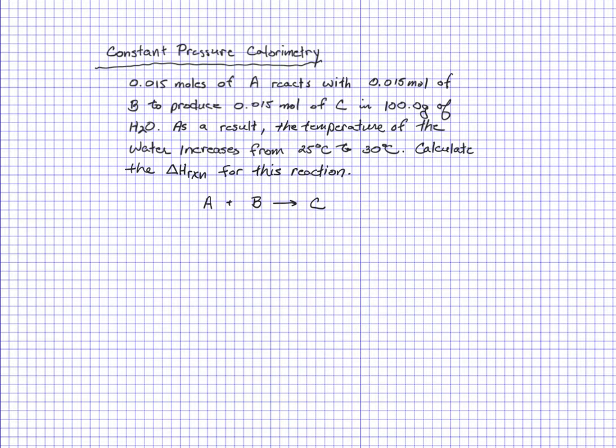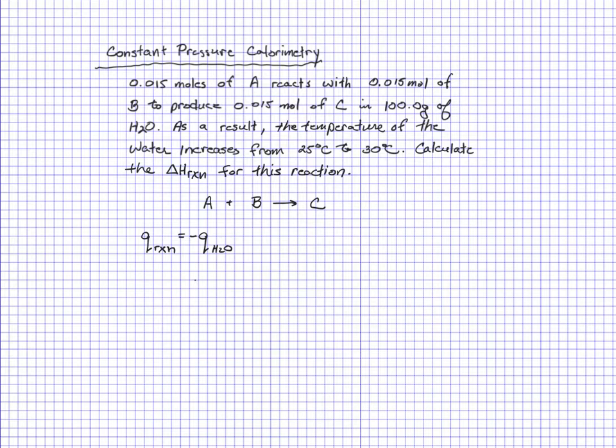Now remember, this is a coffee cup calorimeter type of setup. So basically there's two places where the heat can go. The heat that starts with the reaction is going to have to be equal to the negative of the heat that is picked up by the water. So any heat from the reaction is going to go into the water. So then how do we figure out the amount of heat that went into the water?